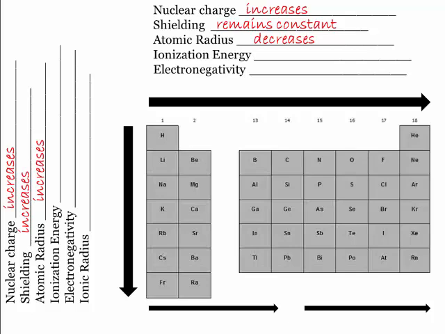We just learned in this video that as atomic radii increase, ionization energies decrease, and vice versa. So from top to bottom, as atomic radii increase, ionization energies decrease. And from left to right, as atomic radii decrease, ionization energies increase. Finally, ionic radii exhibit periodic trends too. In general, the trends for ionic radii match those of atomic radii.